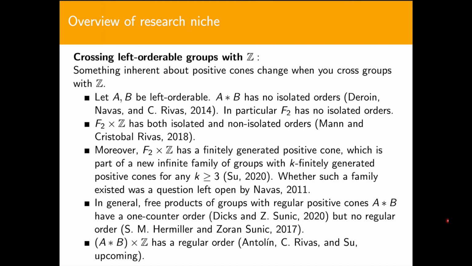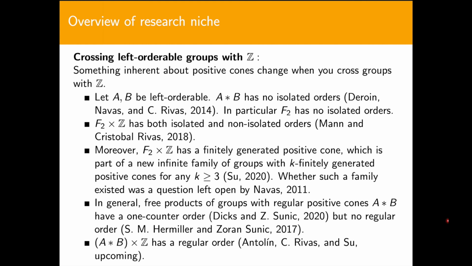Moreover, F2 cross Z has a finitely generated positive cone, which is part of a new family of groups with K finitely generated positive cones for any K greater or equal to 3. This was a result in my first paper, and this was interesting because whether such a family existed was a question left open by Navas in 2011.